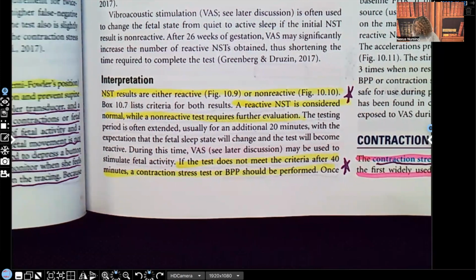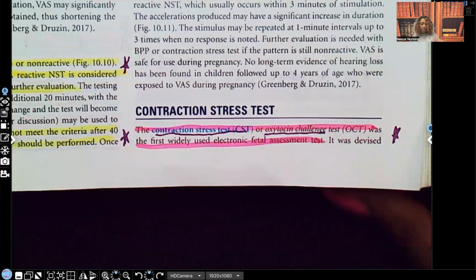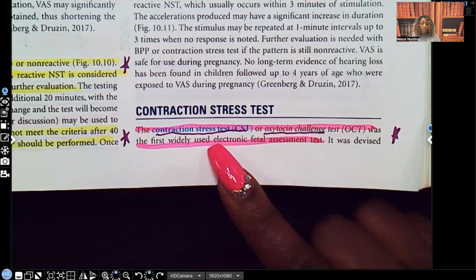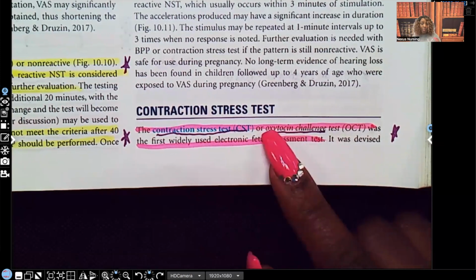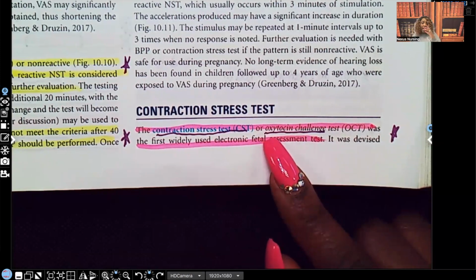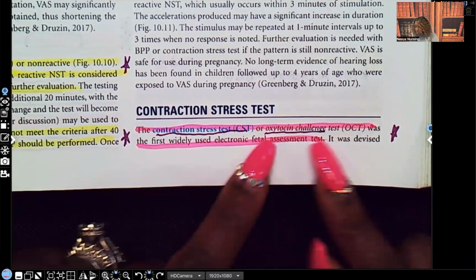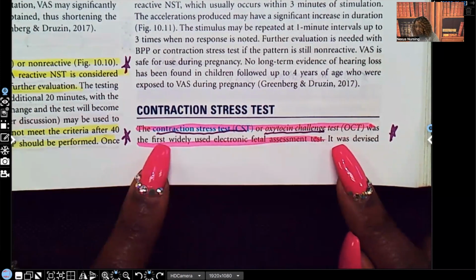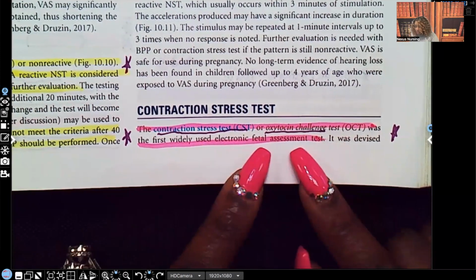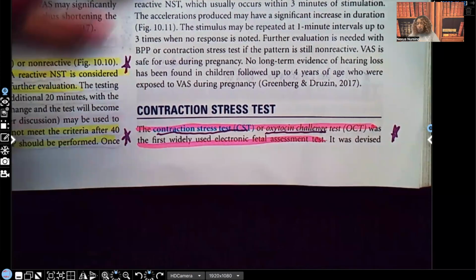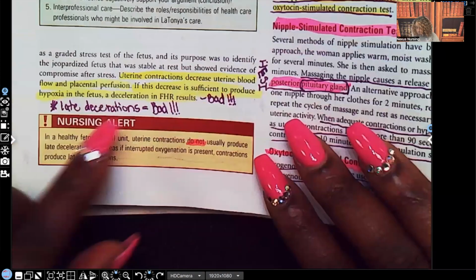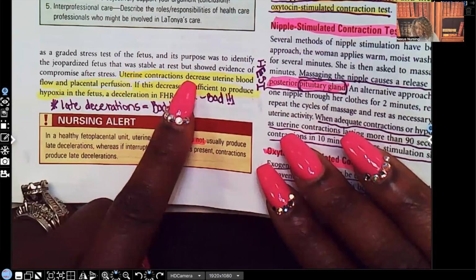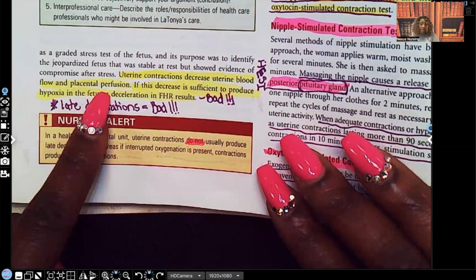Okay. Now let's talk about the contraction stress test. Now we're talking about it. So a contraction stress test, also known as the oxytocin challenge test. Remember oxytocin, guys? It helps contract the uterus. The contraction stress test or oxytocin challenge test was the first widely used electronic fetal assessment test. Uterine contractions decrease uterine blood flow and placental perfusion.